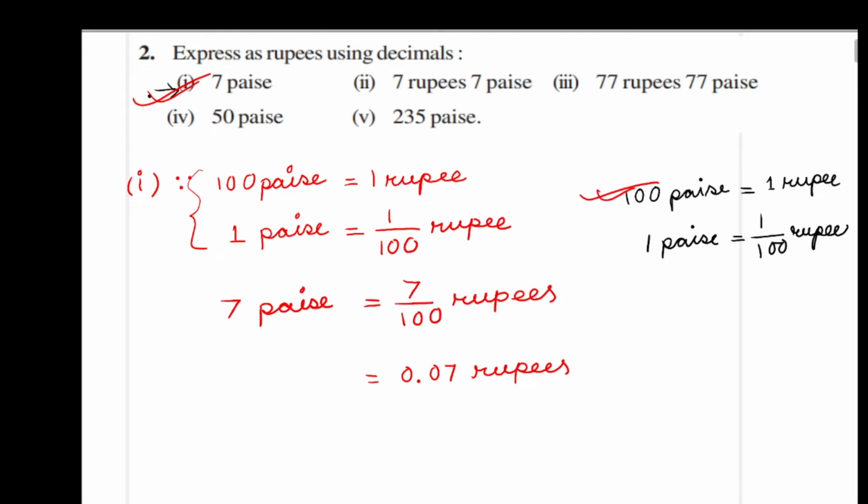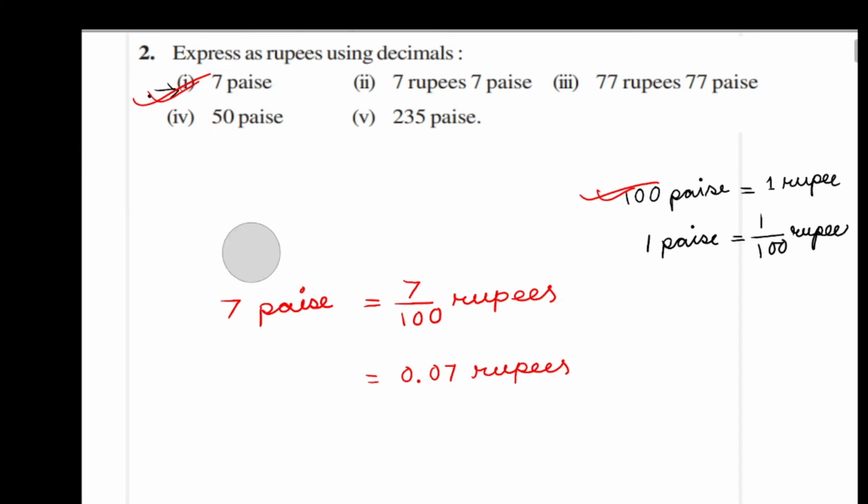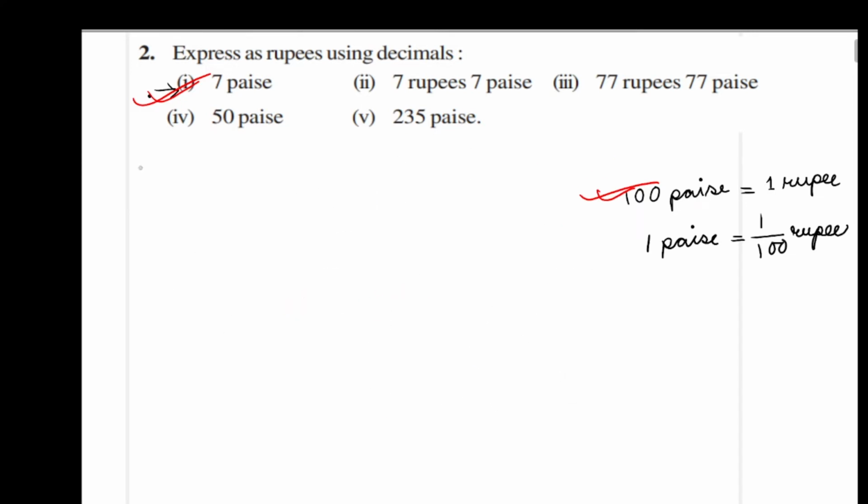Next, come to question number 2. In question number 2, what is given? 7 rupees 7 paise. Before I rub question number 1, please pause the video and write it down. Question number 2, what is given? 7 rupees 7 paise. Already I have made one video on the conversion of units, so first you go through that video, then it will be easy for you.